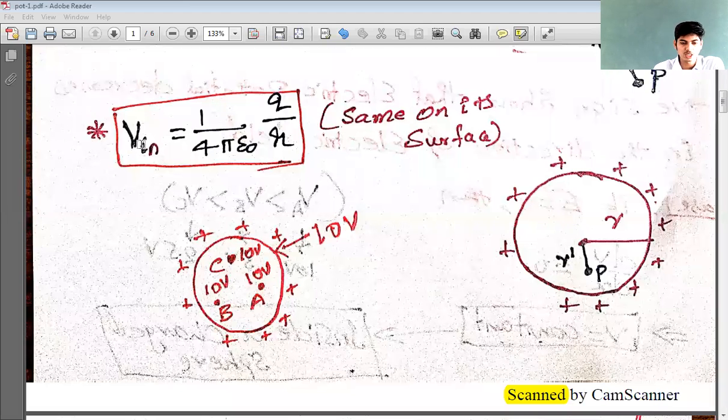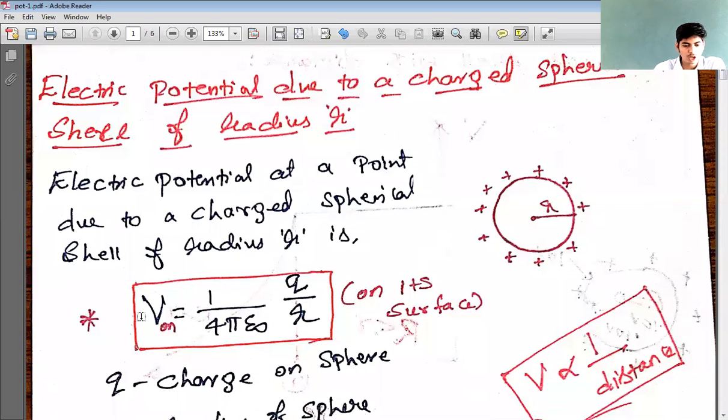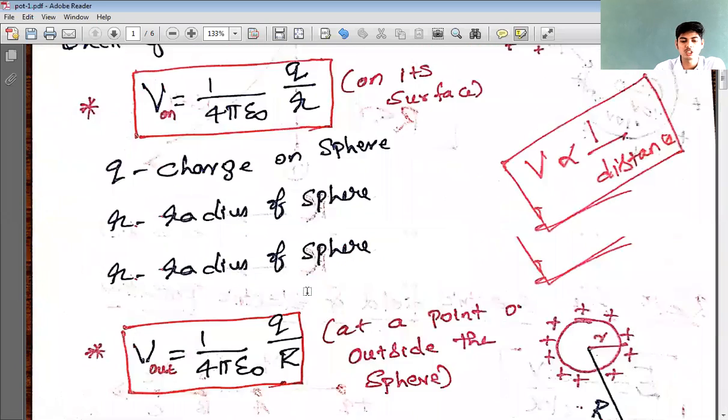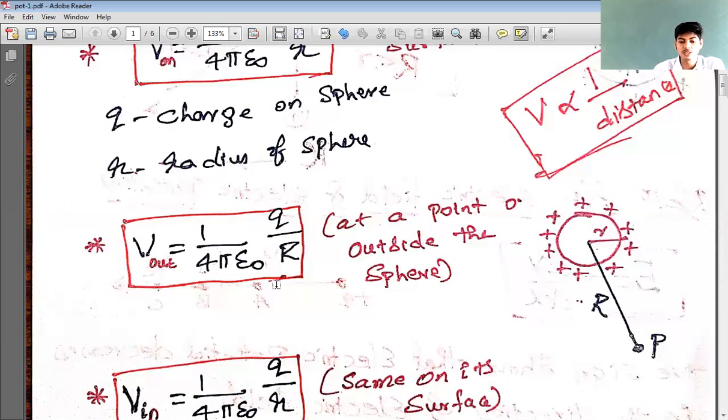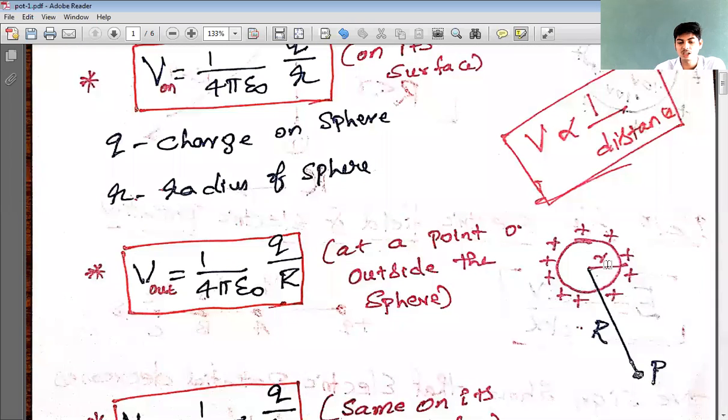So electric potential at a point inside the spherical shell, V in, and V on, electric potential at a point on the spherical shell are the same: 1 by 4 pi epsilon naught Q divided by r. What does small r represent? Small r represents the radius of the sphere. But it is different when the point is outside the shell. If the point is outside the spherical shell, electric potential is given by 1 by 4 pi epsilon naught Q divided by capital R. Capital R is not the radius of the sphere. Radius of the sphere is small r. Capital R is the distance of the point from the center of the shell, right?